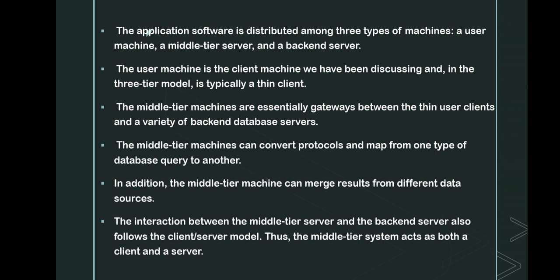The interaction between the middle-tier server and the back-end server also follows the client-server model. That means the middle-tier server can act as both the client and the server. When the client produces a request, it communicates with the middle-tier server, and the middle-tier server places this request to the back-end servers, where the actual data is stored, and the data is returned back to the client. So at a time, a middle-tier server can act as both a client and a server.